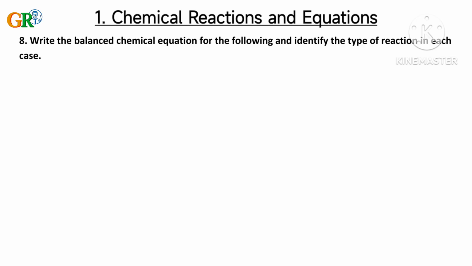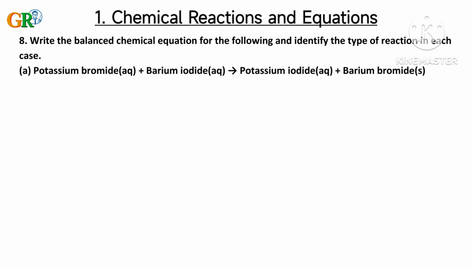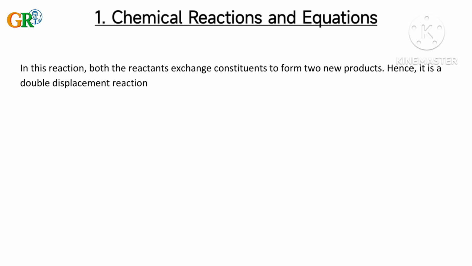Now coming to the 8th question. Write the balanced chemical equation for the following and identify the type of reaction in each case. A. Potassium bromide plus barium iodide gives rise to potassium iodide plus barium bromide. The balanced chemical equation is 2KBr + BaI2 gives rise to 2KI + BaBr2. In this reaction, both the reactants exchange constituents to form two new products. Hence, it is a double displacement reaction.